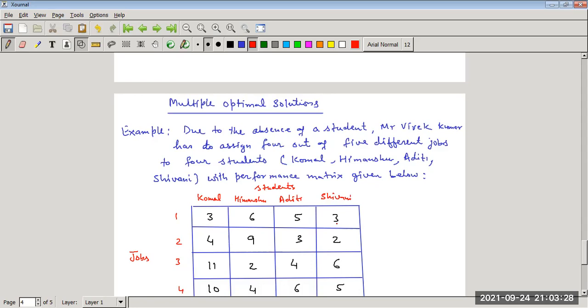We have assigned the same job to the same person in 2 or 3 or 4 ways, right? So we have multiple options to assign the job. We can shift the job, we can change the job for some person so that the minimum cost remains the same, right? So how can we deal with this type of problem, let us discuss.